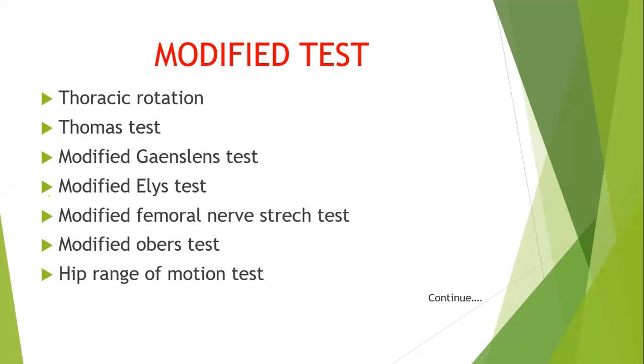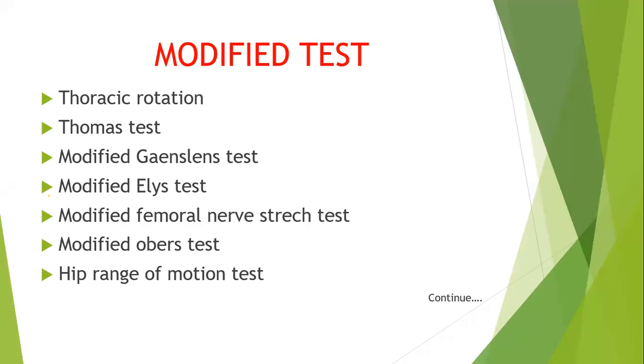Then the Ober's test. In this also the same position that we have attained in the above tests. In this, what you have to do? You have to bring the hip into neutral and attempt to abduct the hip parallel to the midline. When will it be a positive test? The positive test will show the thigh is not able to adduct to the midline without hip flexion. So this shows that there may be tensor fascia lata tightness or iliotibial band tightness.